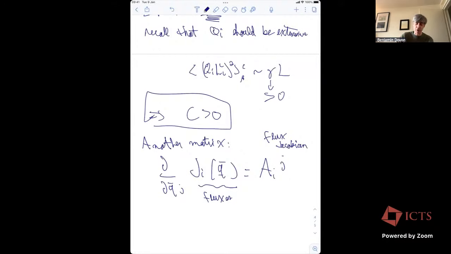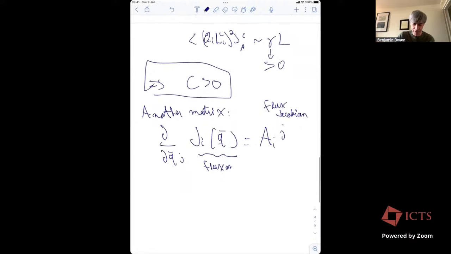The so-called flux Jacobian has two indices, ij. I put one index on top because, when I took the derivative with respect to q bar j, the j was in the bottom, and because it's a derivative, it becomes on top. It's useful to have the indices in the right position. It simplifies the equation a bit.